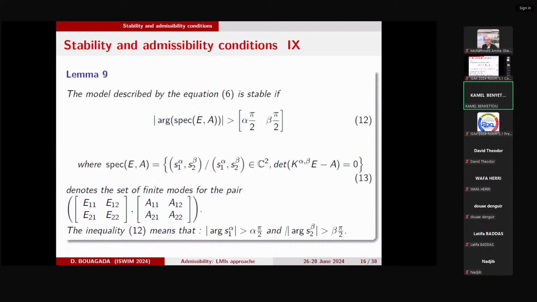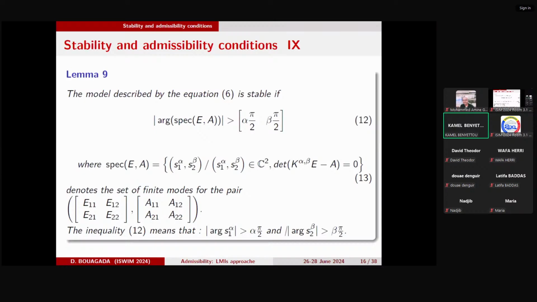This is the basic lemma. The model described by the equation is said to be star if this relation is satisfied, which means the spectra EA denotes the set of the finite modes of the pair E and A, which is equal to the determinant of K power alpha B E minus A. This inequality, equality 12, means that the argument of the first variable S1 power alpha is strictly greater than alpha P over 2, and the argument of S2 power beta is strictly greater than beta multiplied by P over 2.